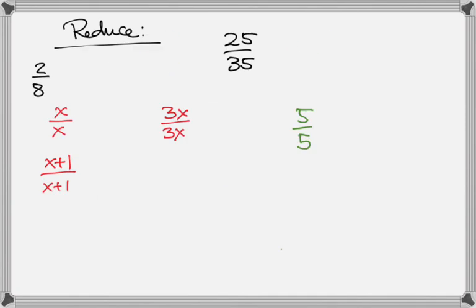We just did that. So now we're getting to the reducing part and getting into the rational expressions. But let's just look at fractions. 2 over 8, how can we reduce that?